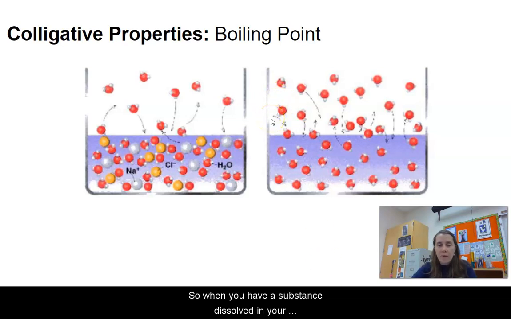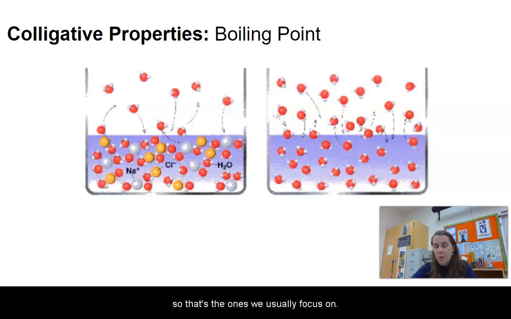So when you have a substance dissolved in your solvent, the solvent we're going to use today is just water, which is the one you'll most commonly encounter and the one we're going to use in the lab as well. Right? So we know that when water is in the liquid form, it is forming some interactions, and those interactions are a combination of dispersion forces, dipole-dipole interactions, and hydrogen bonding. Okay, the strongest ones that are there are going to be the hydrogen bonds, so that's the ones we usually focus on.